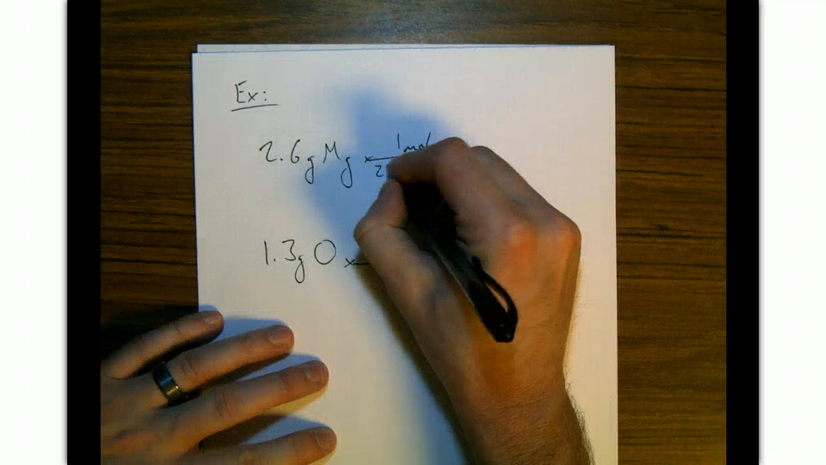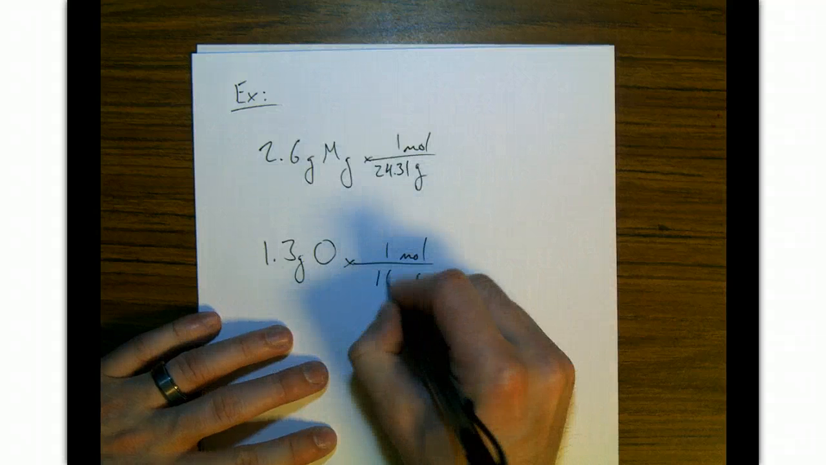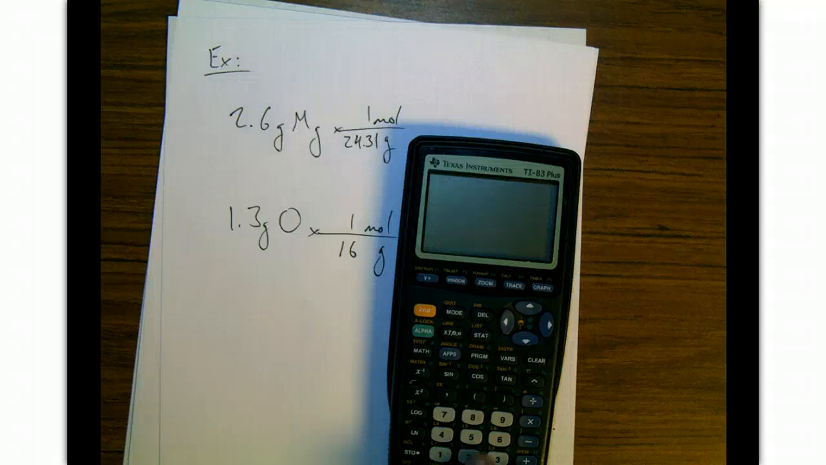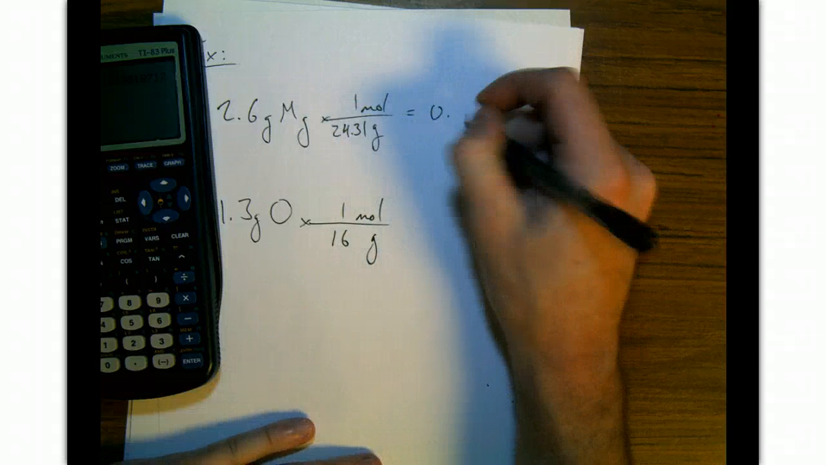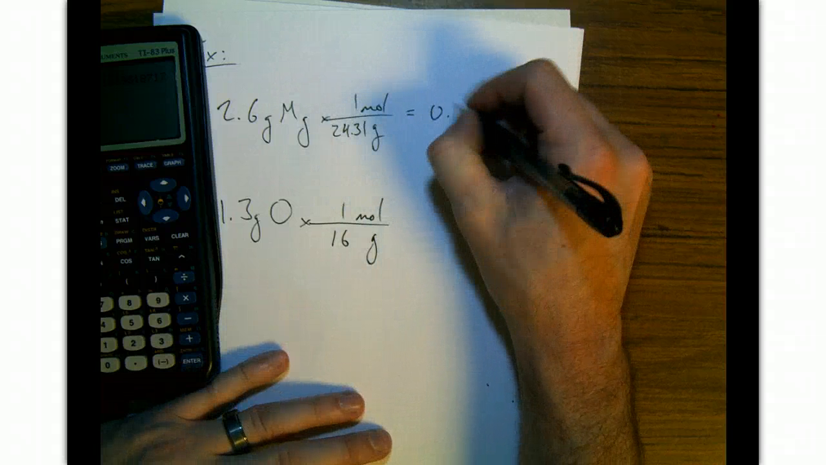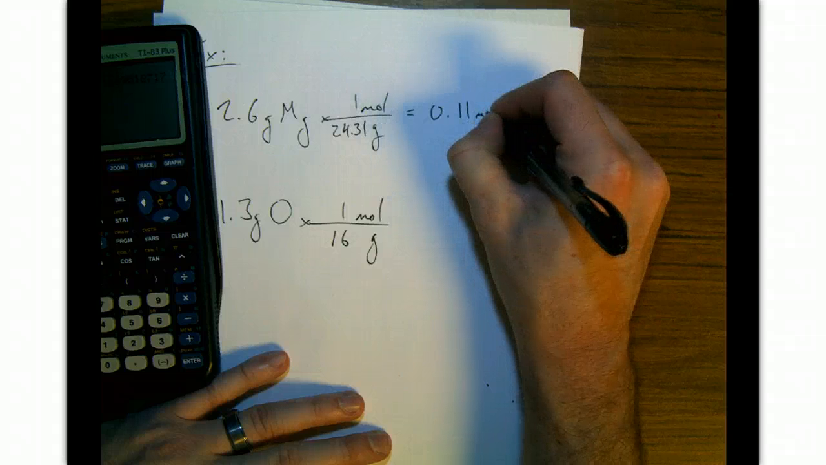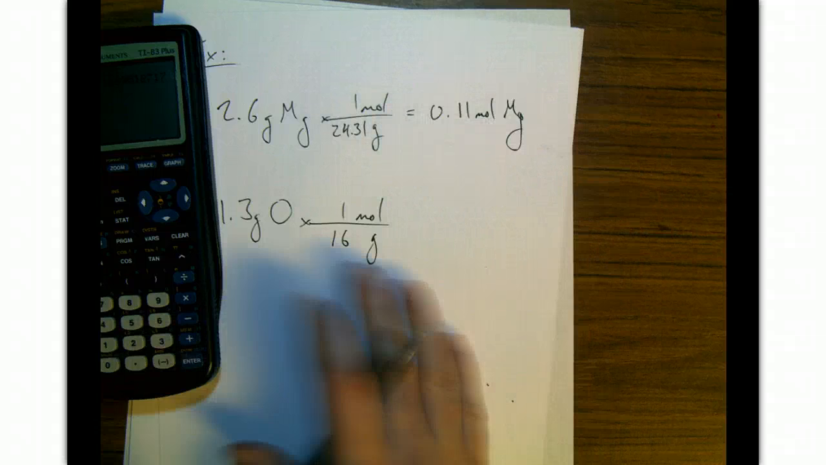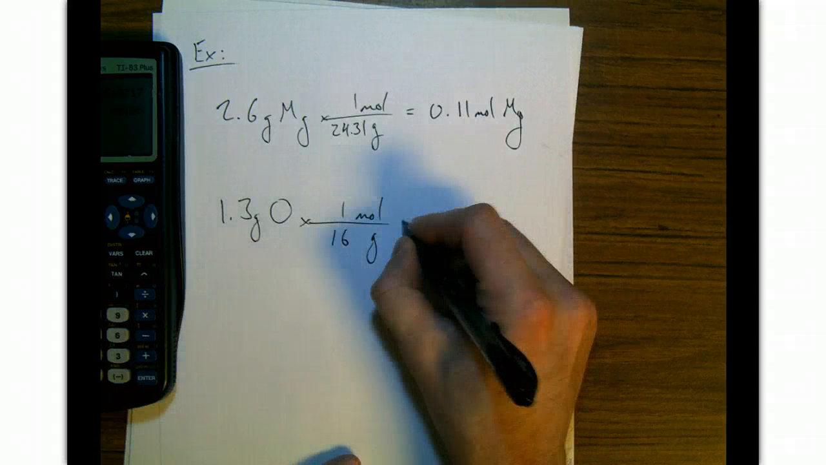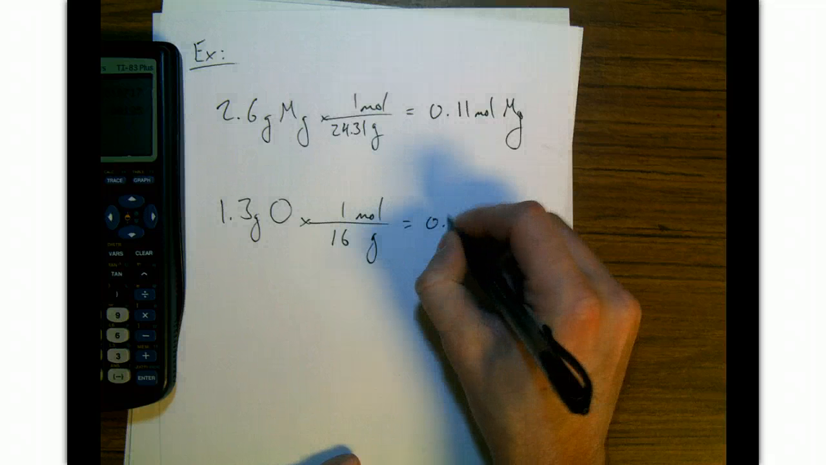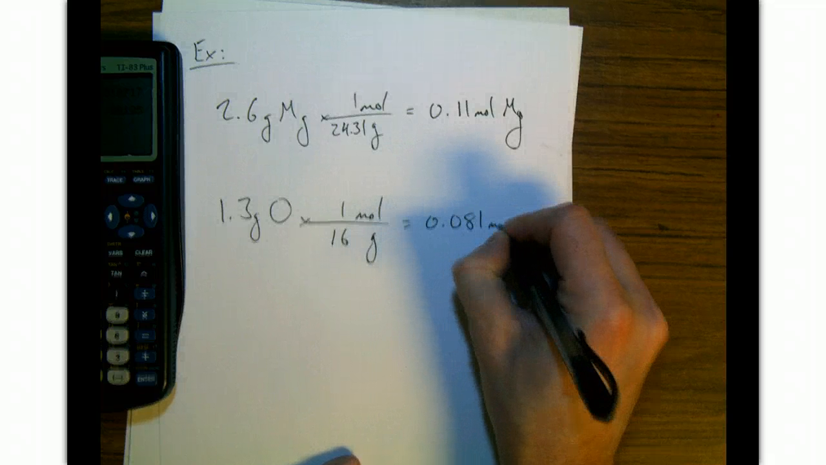So the molar mass of magnesium is 24.31. For oxygen, it's 16. And then I just go into my calculator here, and 2.6 divided by 24.31, and I end up with a number of moles which, rounded to the correct number of sig figs, ends up being 0.11 moles of magnesium. And then I do the same for oxygen. I take my 1.3 grams and divide it by 16 grams per mole. And again, keeping it to 2 sig figs, I get 0.081 moles of oxygen.